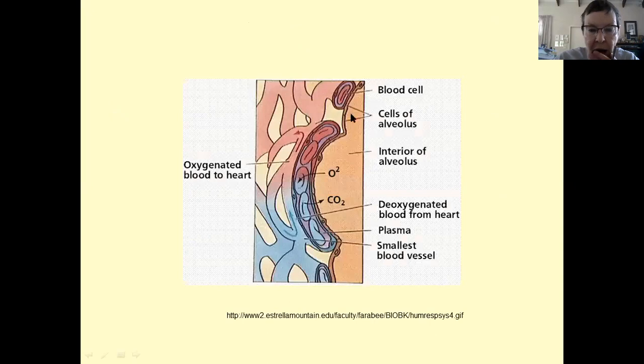Okay, so here, what you can see is a very, very magnified section. This is the air in an alveolus, alveolar air, and this is a capillary going past, and it's showing the direction of blood flow in that direction. And what you can see is carbon dioxide is diffusing from the blood into the alveolus, oxygen diffusing from the alveolus into the blood, and so the blood is becoming increasingly more oxygenated.